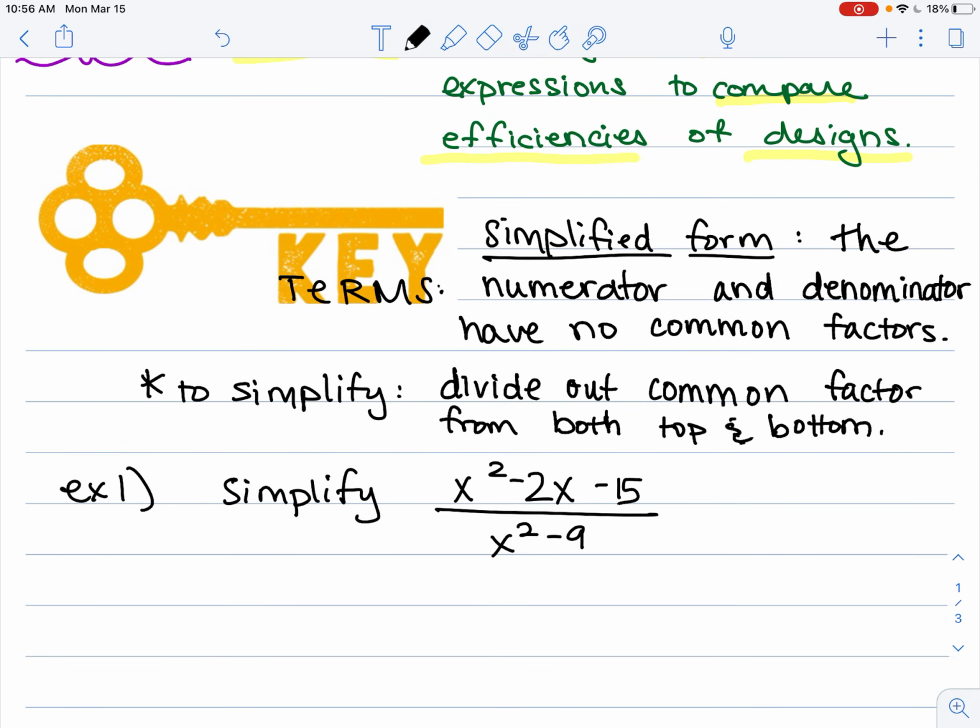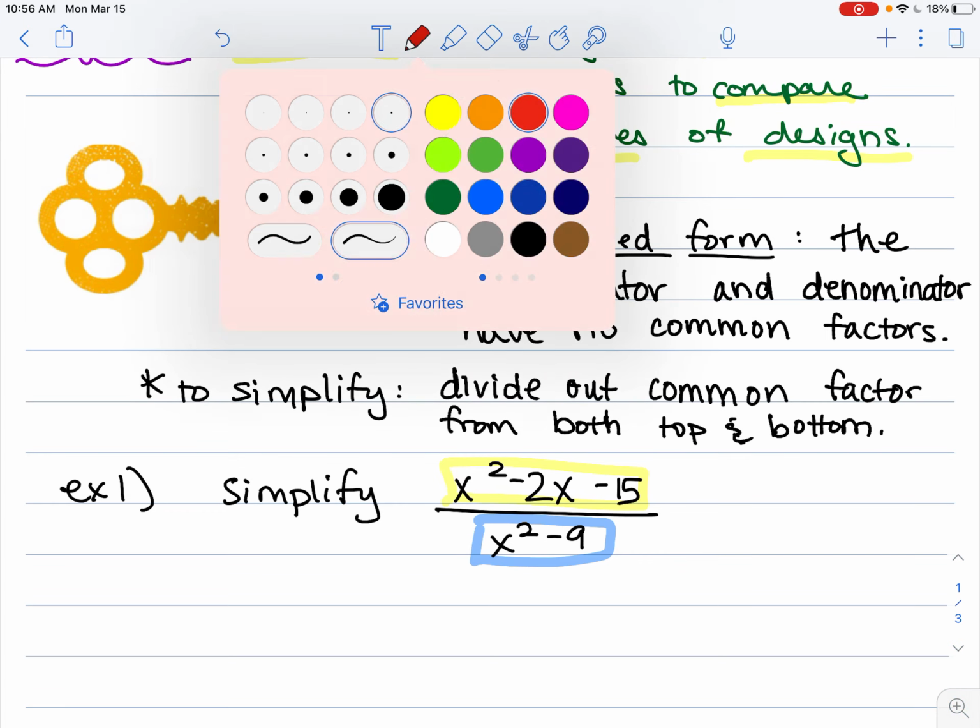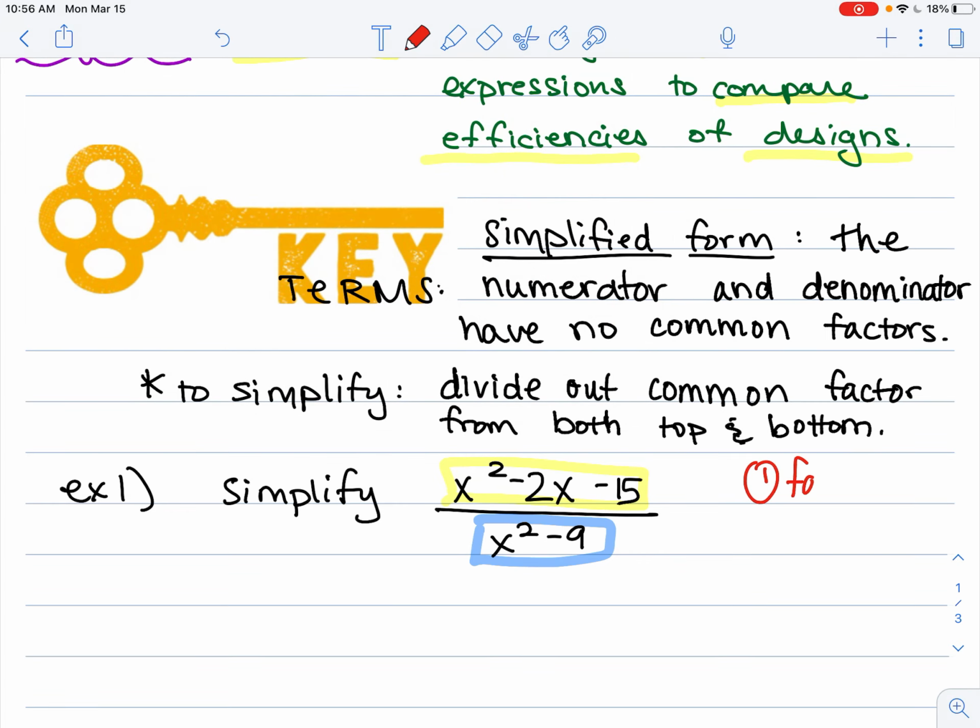So here's what that means. For example, let's say I've got this: simplify x squared minus 2x minus 15 over x squared minus 9. So we need to simplify that. Remember, in order to have this be simplified, we need to make sure there are no common factors. The first thing I'm going to do is factor both the numerator and the denominator. I'm going to need to factor them each separately. So let's take this one first.